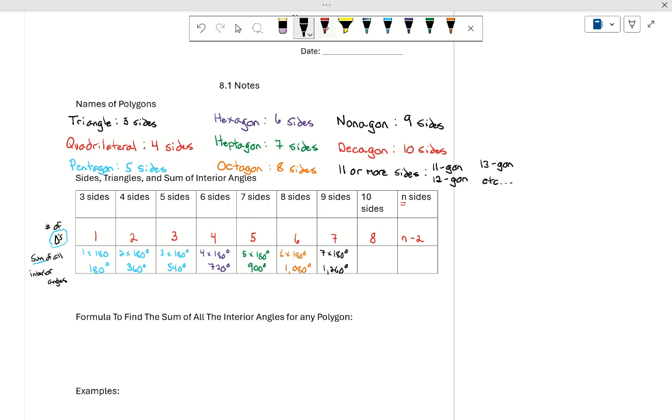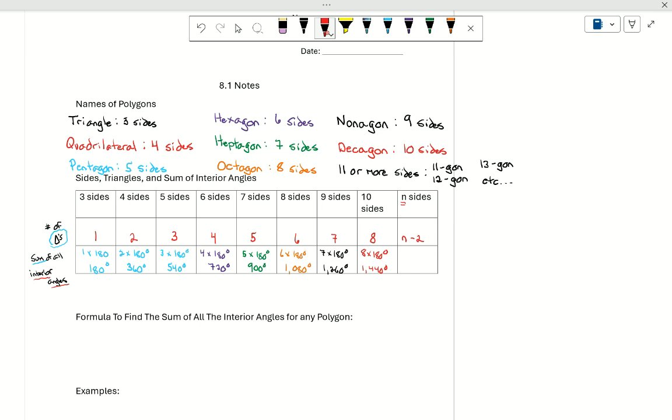Okay, and then the 10-sided shape gave me eight triangles on the inside. Eight triangles times 180 degrees gives me a total of 1,440 degrees. And that means that whenever I have a 10-sided shape, a decagon, all of the interior angles will have a sum of 1,440 degrees. Okay, so this leads us to our formula, which is if we have n sides.